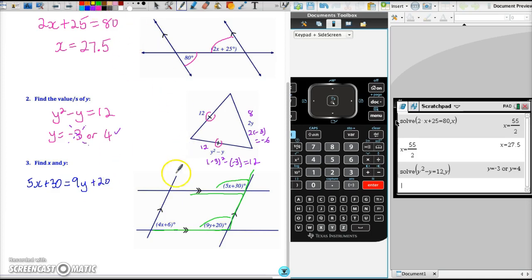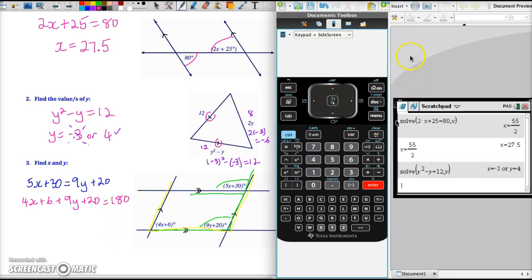And then what we could do is use a different rule in the F-U-N rule. We're now going to focus on the U, the consecutive interior angles, and the rule with consecutive interior angles is that if the angles are consecutive interior between parallel lines, then they are going to add to 180 degrees. Now we have our system of two equations, and we're going to go ahead and solve that on the calculator.